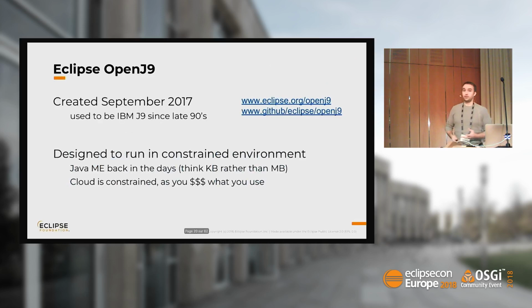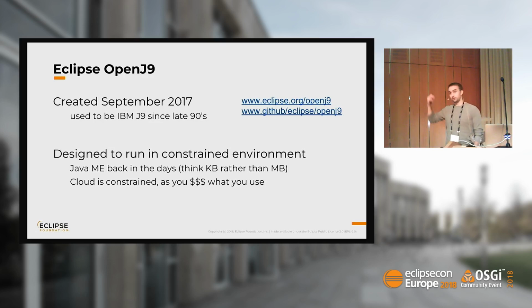OpenJ9 is actually pretty new, so it has been created at the foundation about a year ago, but it used to be a commercial product from IBM since the late 90s, I think it's 1996, so more than 20 years, so it's really not a new implementation, it's already pretty mature. And back in the days, it has been designed to work in constrained environment. And by constrained environment 20 years ago, it means that you had to think in kilobytes instead of megabytes and gigabytes of RAM. Mobile applications these days were really about kilobytes of RAM.